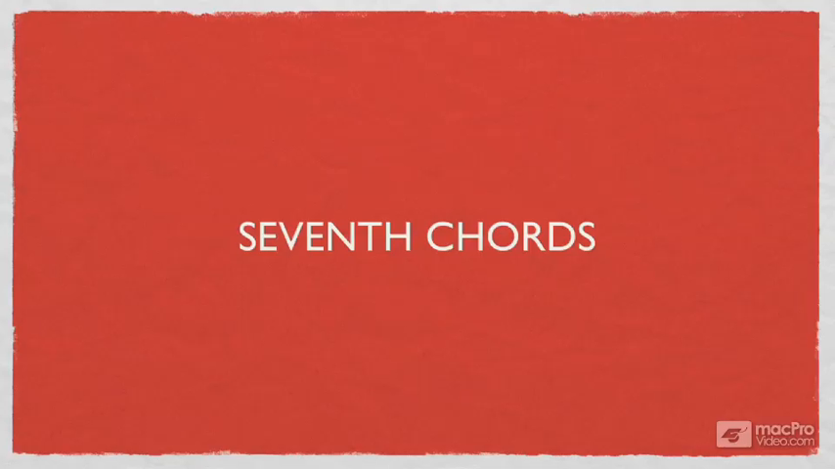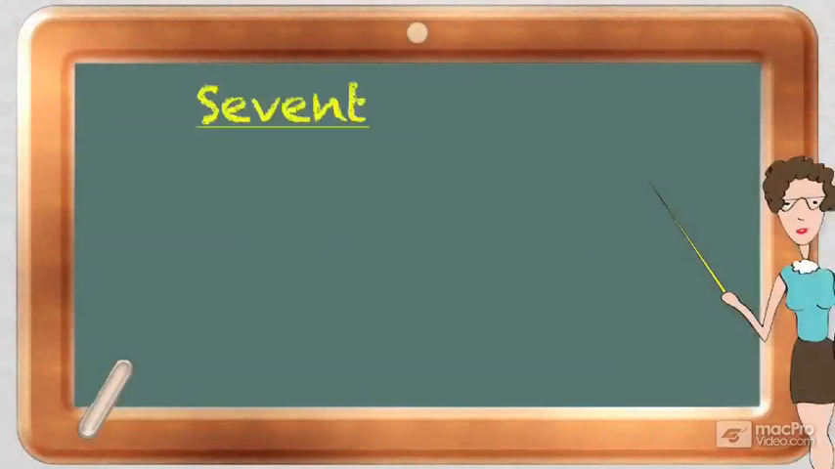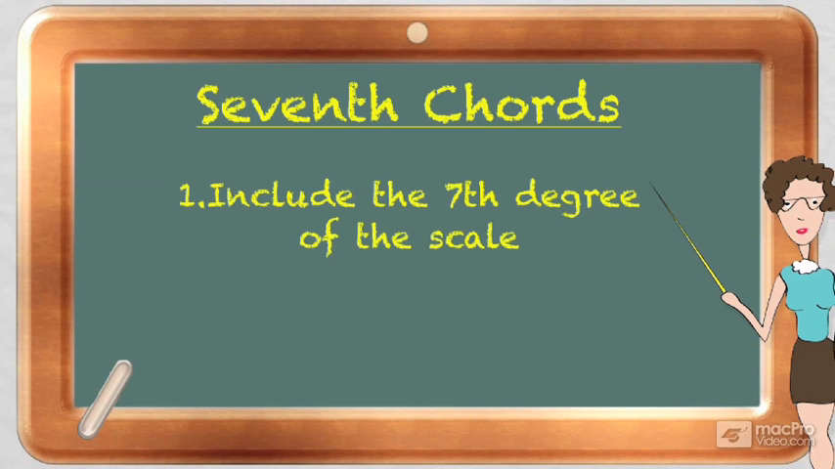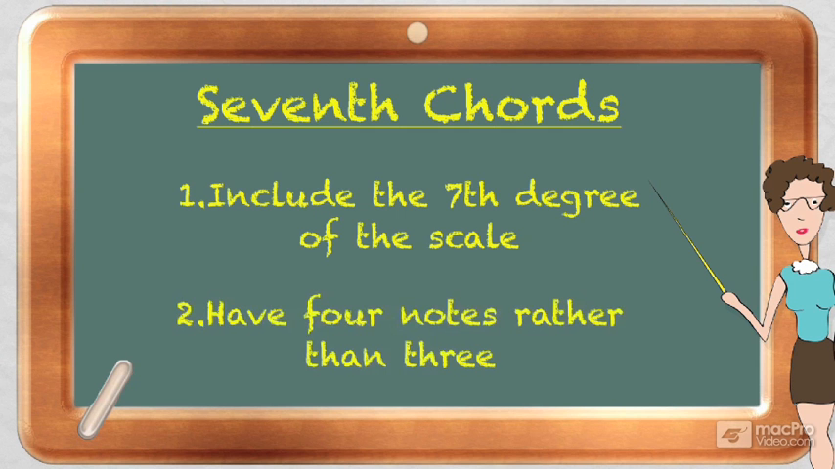After the triads, the next most common group of chords are what is referred to as the seventh chords. Their name is derived from the fact that they include the seventh degree of the scale. The seventh chords are a bit more complex than triads because they have 4 notes rather than 3.